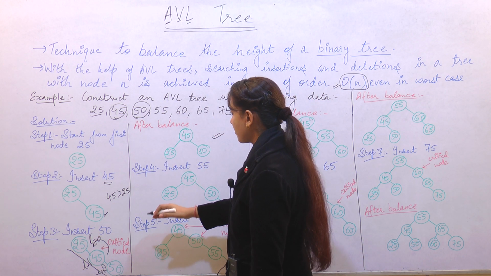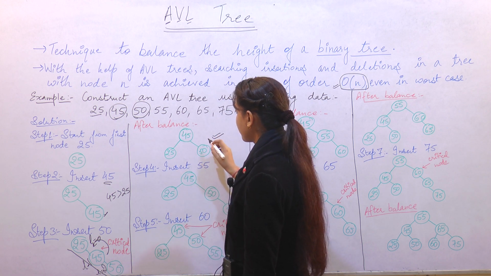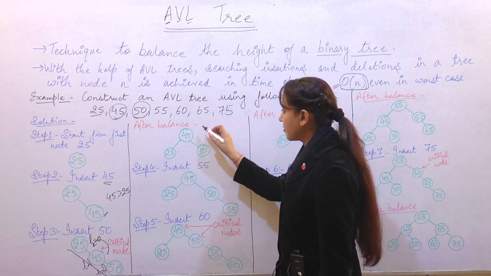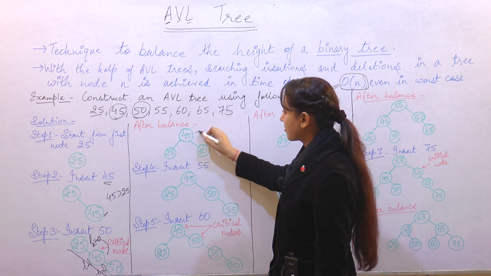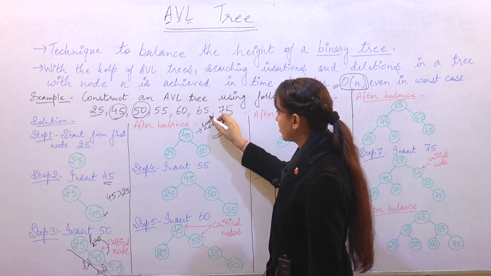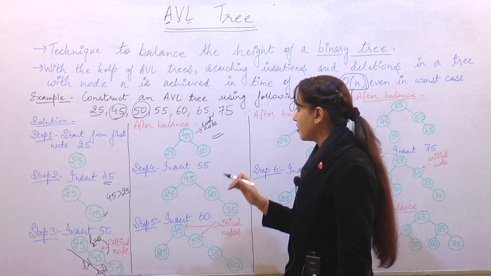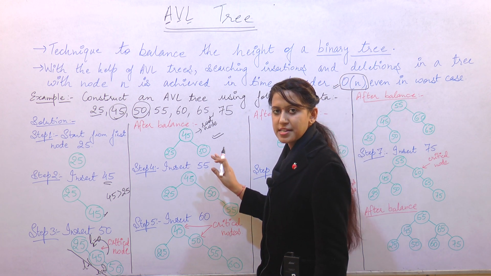After rotating 45, that is after balancing 45, what we get is a tree. In that tree, after balancing, we get 45 as the root node, and 25 comes on the left side of 45 and 50 comes on the right side of 45.